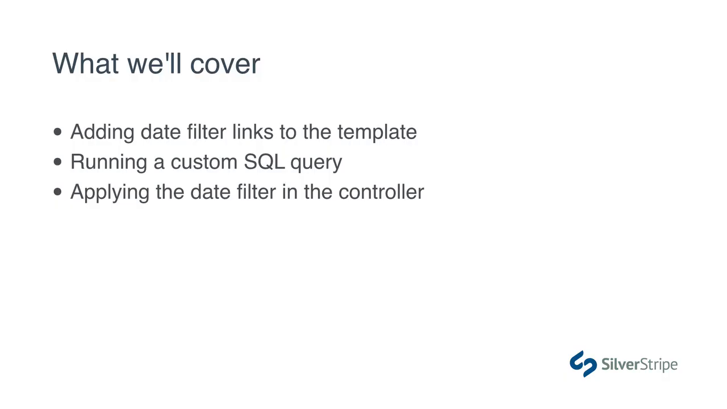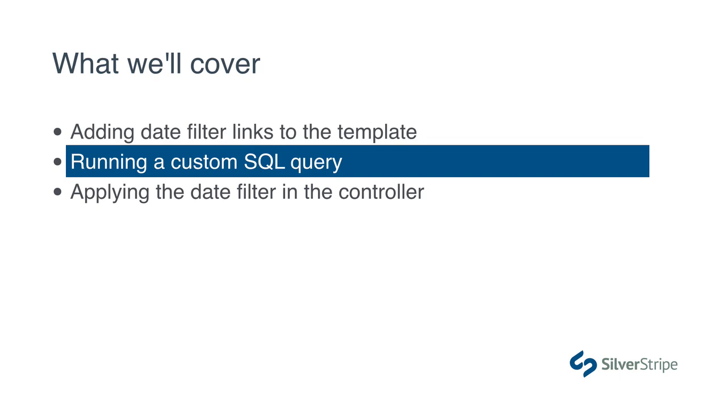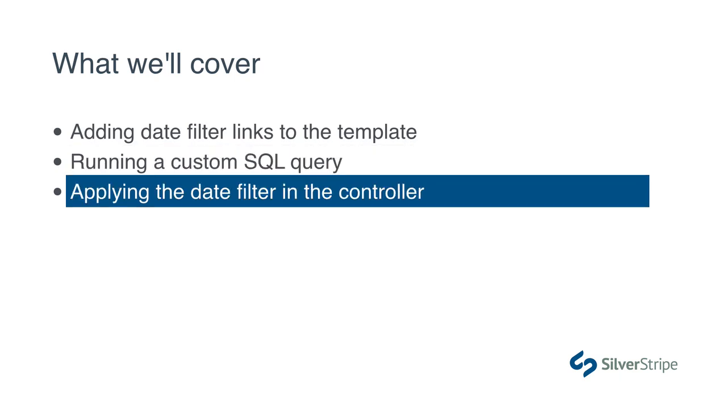We're going to light up those date filter links in the sidebar on our articles page like we talked about last time. We didn't quite finish that task. So we'll start by adding those, and then we'll learn how to run a custom SQL query. And lastly, we're going to apply all this date filter logic to the controller and create that filtered list.